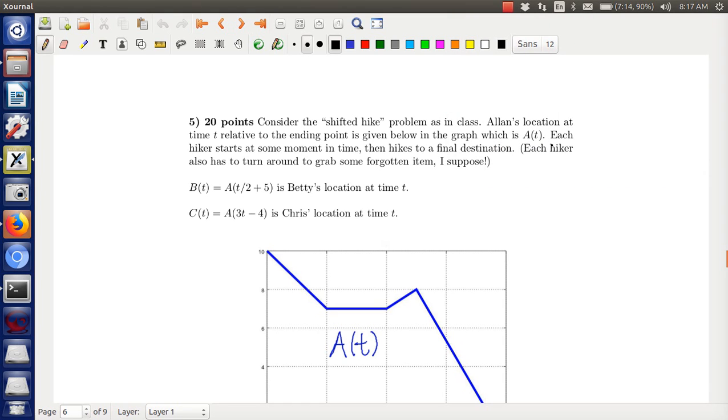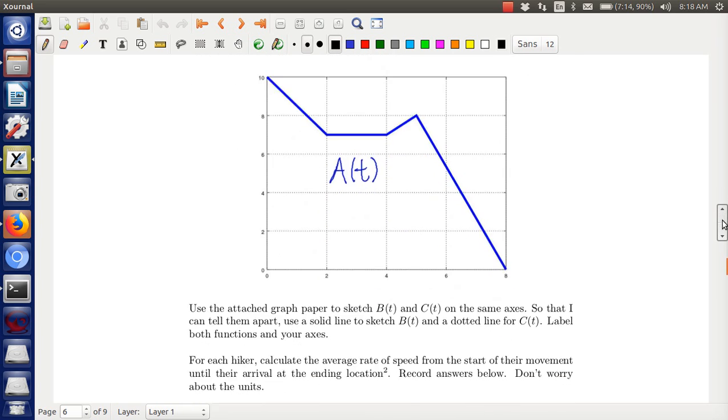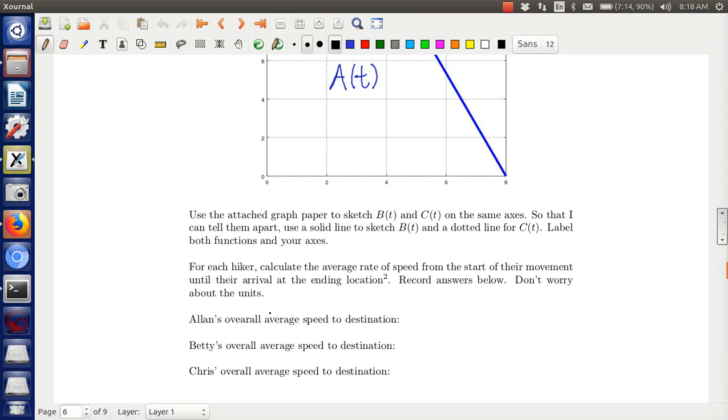Okay, so this question, remember there are two versions of the exam, and I'm picking the one that I think has the slightly more difficult of the two questions so that I can explain the most. Okay, so this question, I want to talk about part B first because it's the easy one. Part B says, what about the overall average speed to the destination?